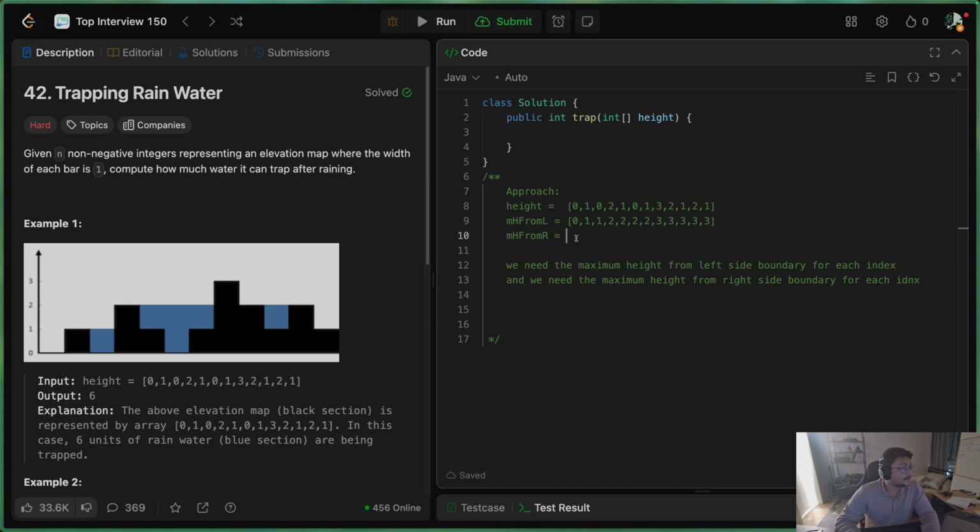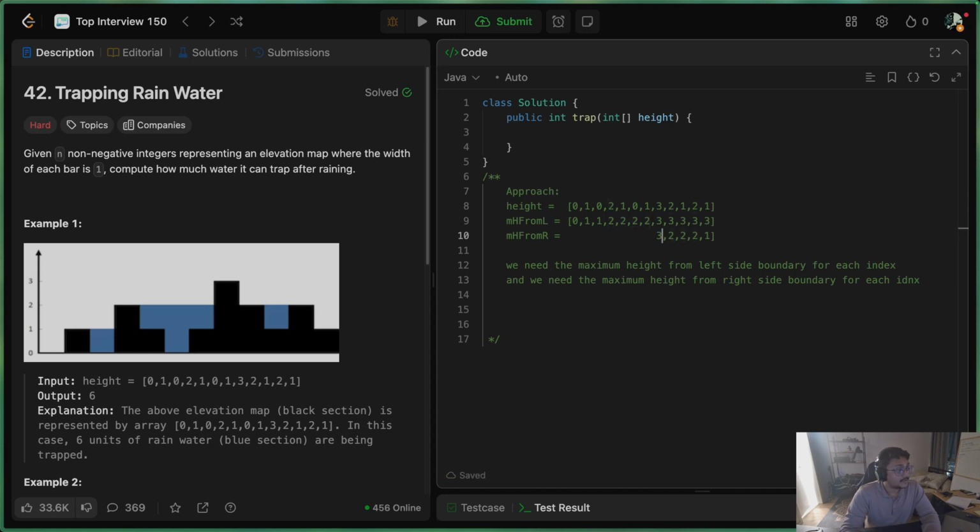Now this will be stored the same way, but here what we will do is, instead of starting from the left hand side, we have to start from the right hand side. So current element is 1, so max at right is 1. Then we have current element as 2, so we update the new max to 2 from right. We have the current element as 1, max from right is still 2. We have the current element as 2, max is still 2.